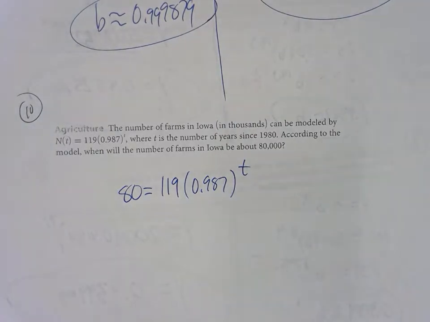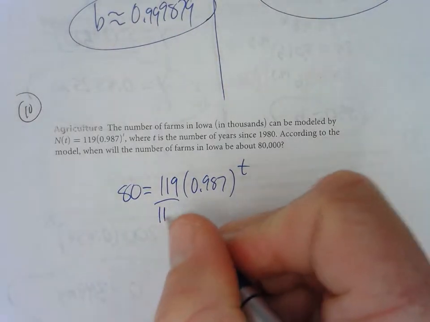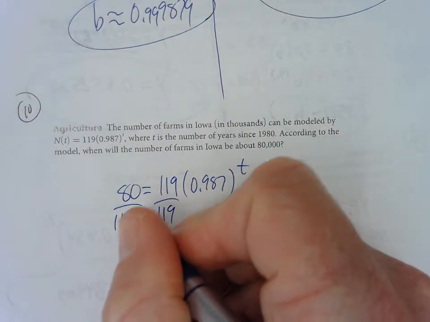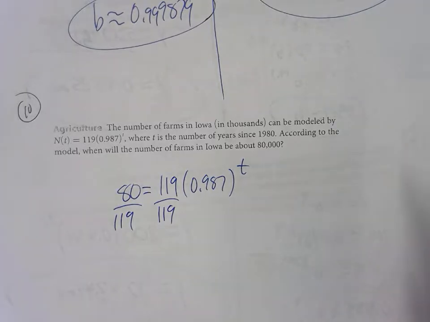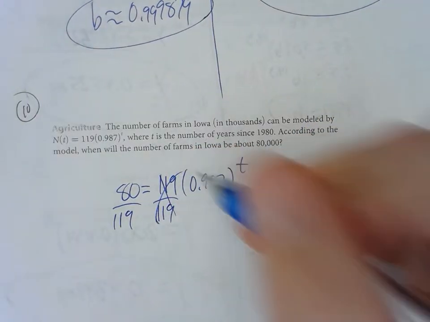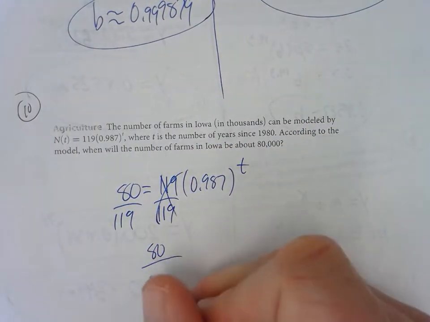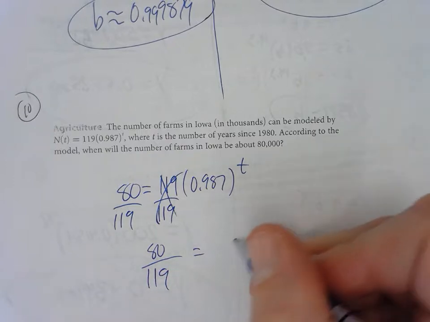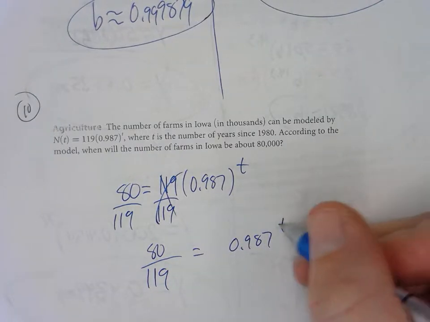So we're going to solve for t. So this is like problems that we've done before. We have to solve for t. Divide over the 119. Not 1.19, 119. I need to stop doing these videos. So it's 80 over 119 is equal to 0.987 to the t power.